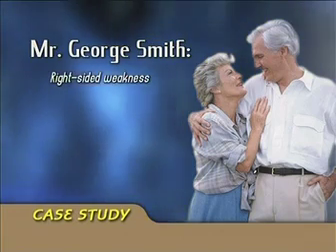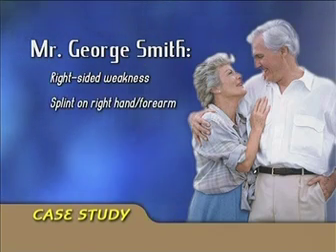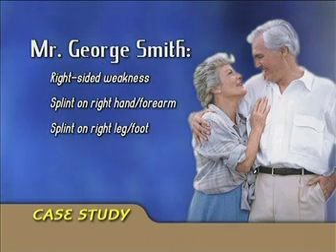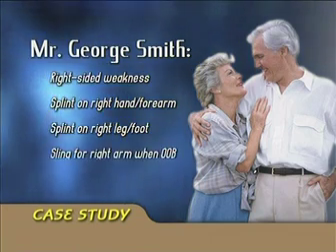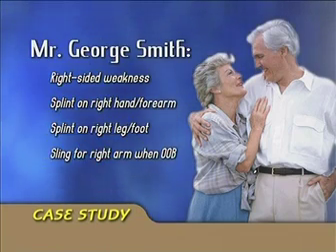Mr. Smith presently has right-sided weakness. He has a custom-made splint which is placed on his right hand and forearm for 12 hours a day. He also has a splint on his right leg and foot which is placed when he's out of bed. He spends the majority of his day in his wheelchair. Mr. Smith's right arm is placed in a sling when he's out of bed.